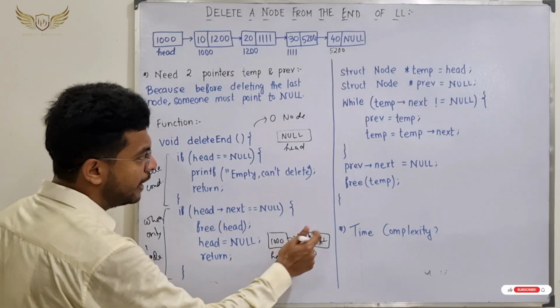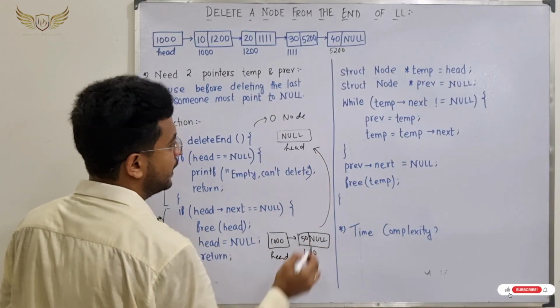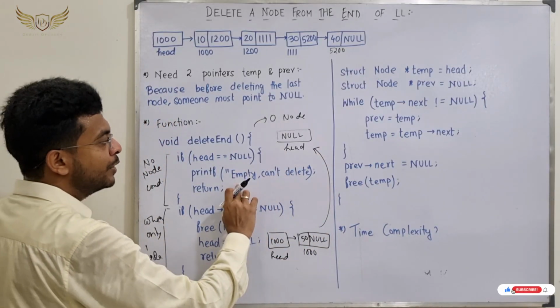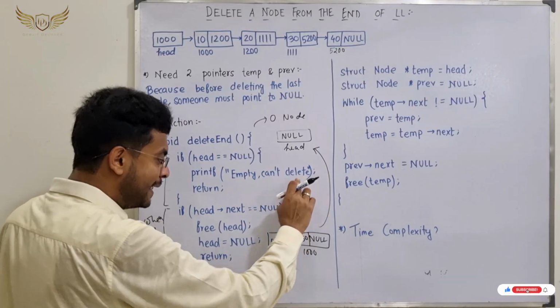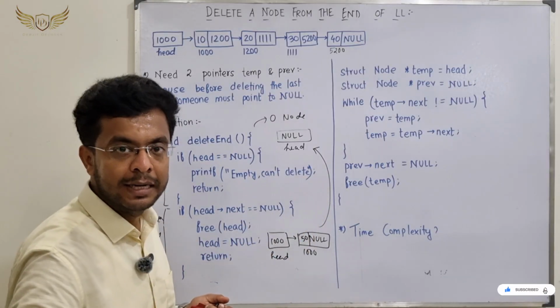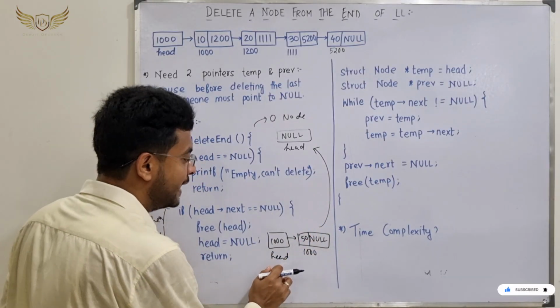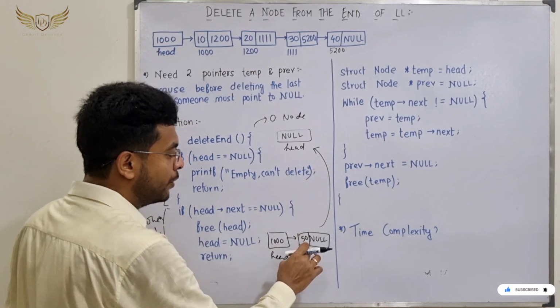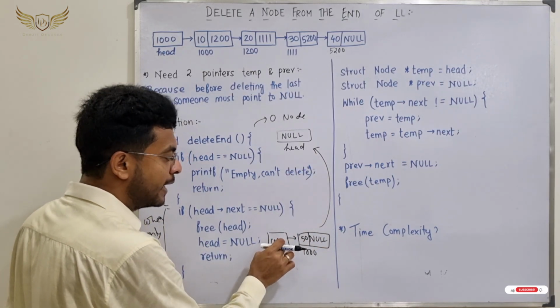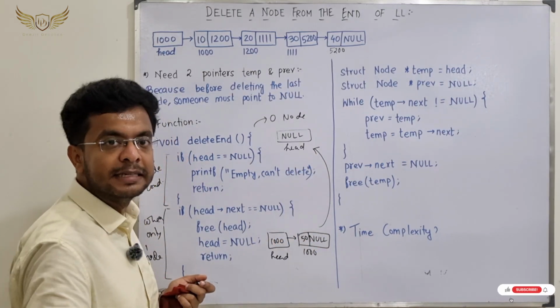Whenever head equals to null, it goes back to this condition. That means if there is zero node, we are saying empty and we cannot delete. But if there is one node, we can delete. But whenever we are deleting, head is becoming null, obviously, because from one node it is becoming zero node. If zero node, head equals to null specifies it doesn't have any node anymore.